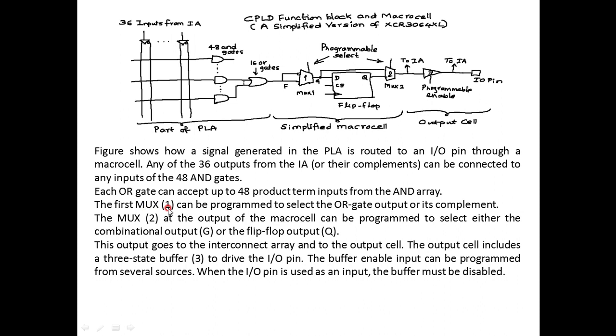Thus, first, mux 1 can be programmed to select the OR gate output or its complement. The mux 2 at the output of the macro cell can be programmed to select either the combination output G or the flip-flop output Q. This output goes to the interconnect array and to the output cell. The output cell includes a 3-state buffer, which means there will be a programmable enable here. When enabled, the data goes to the IO pin. If it is not enabled, the data goes to the interconnect array.